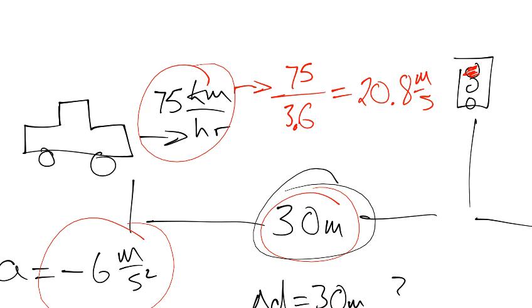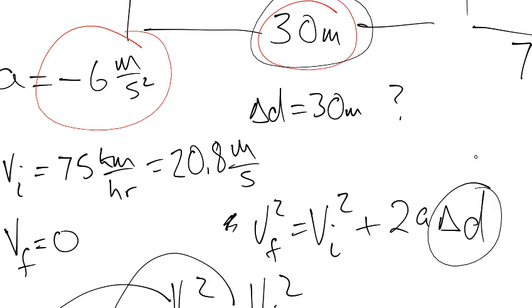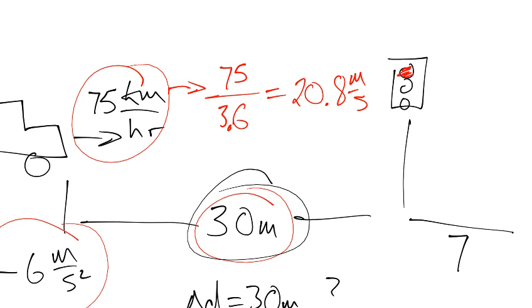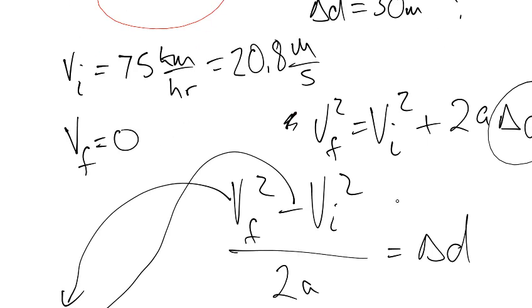The car is going to go for another 6.17 meters past the red light, and therefore they might end up crashing, and that's not good. So there you go. That's the end of this problem. Hope you enjoyed it.